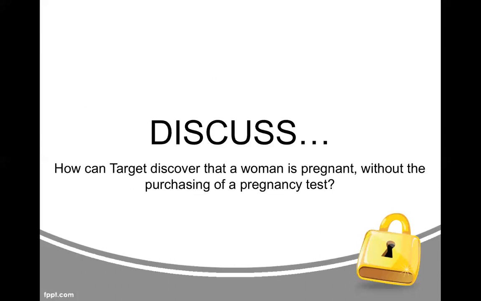A question I would want you to answer is, how can Target discover that a woman is pregnant without the purchasing of a pregnancy test? Now, of course, the obvious example is if they have a baby bump. I actually had a student share that in class. But really, I want you to think about this from a data standpoint. How can Target discover that a woman is pregnant without purchasing a pregnancy test?